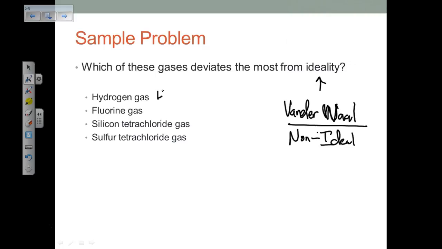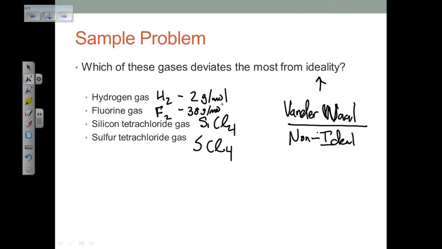Okay, and so we'll look at H2, F2, silicon tetrachloride, and sulfur tetrachloride. Okay, so now when we look at this, hydrogen is really tiny. Hydrogen gas, diatomic, it is tiny. It has a molar mass of 2 grams per mole. Okay, fluorine has a molar mass of 19 times 2 is 38 grams per mole.